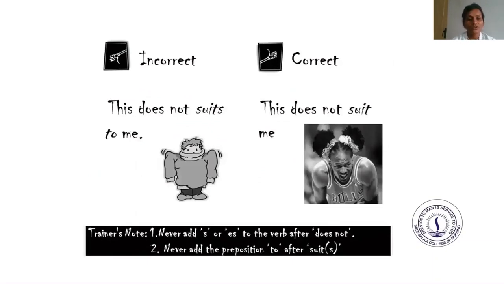This does not suits me. This does not suit me is correct. Never add s or es to the verb after does not. Never add the preposition to after suit. So this does not suits to me is wrong. This does not suit me is correct.